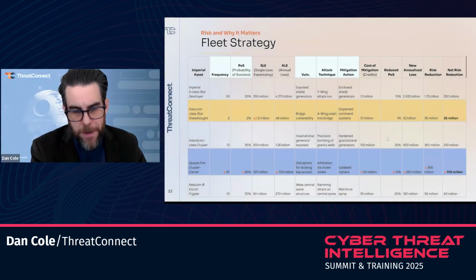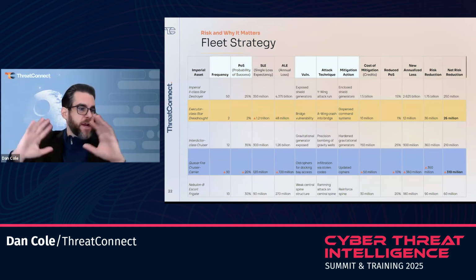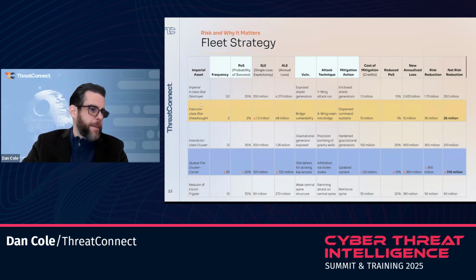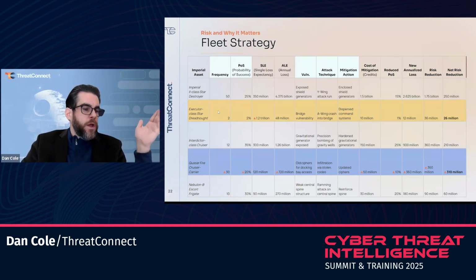So there's a lot of information here. I'm not going to go through everything, but this also works when looking at a strategy across an entire fleet. So consider all of the assets in a standard Imperial capital ship squadron. You've got Star Destroyers, Super Star Destroyers, escort frigates. And we can do all these same calculations.